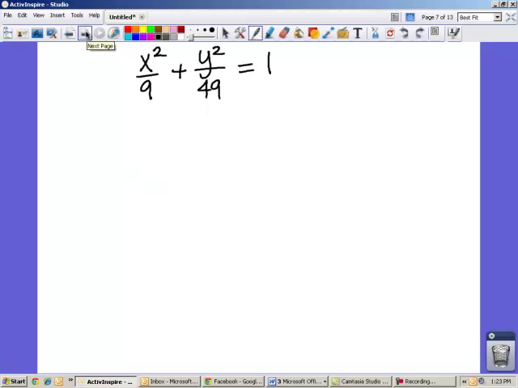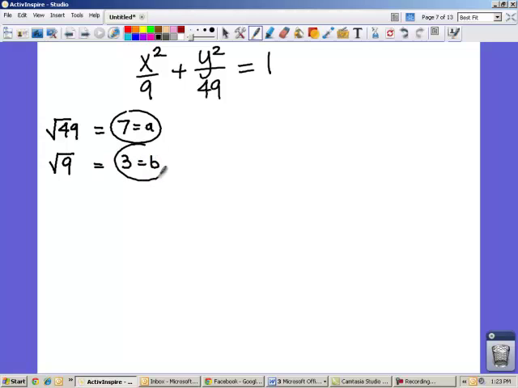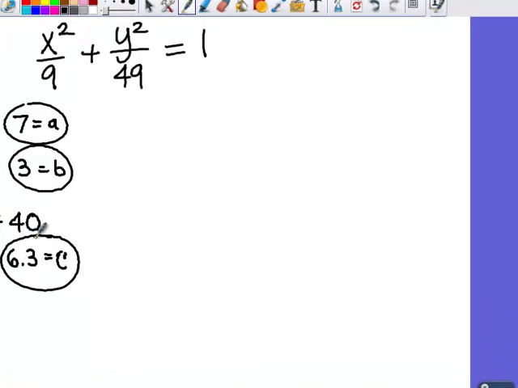Here's another equation. If you can tell, it's equal to 1, so it is in standard form. But this time we have the a squared being the bigger number still, right in the middle. So this one's going to be a vertical graph instead. And we're going to go through the same steps to find out our a and our b and our c. So we have 7 equaling a, we have 3 equaling b, and then we have 49 minus 9 equals 40, that's c squared. So we take the square root of 40, and that equals 6.3. So here's our c.